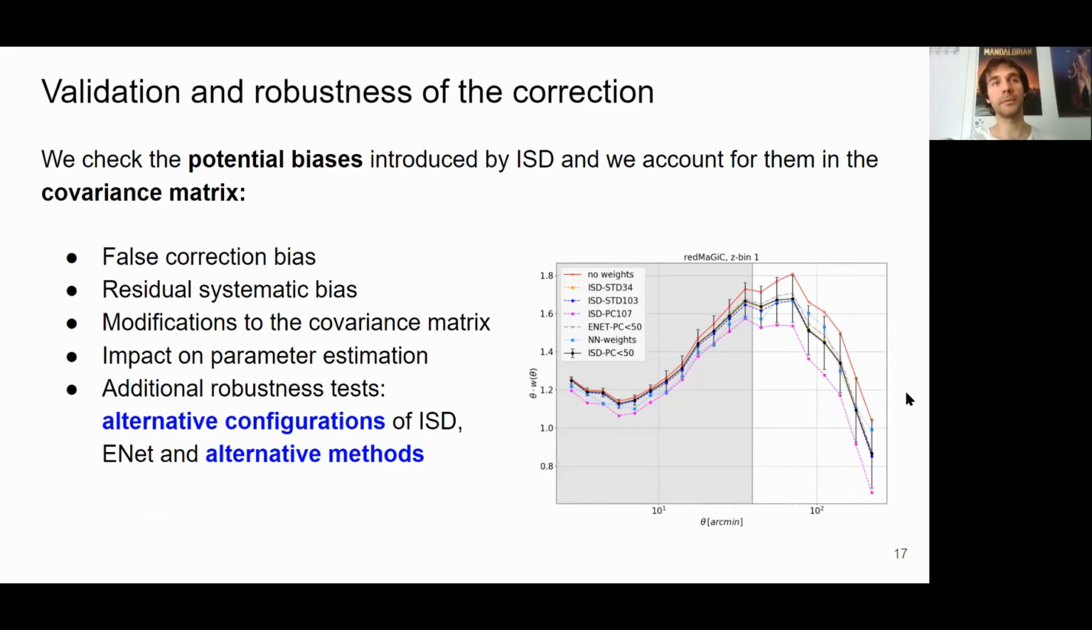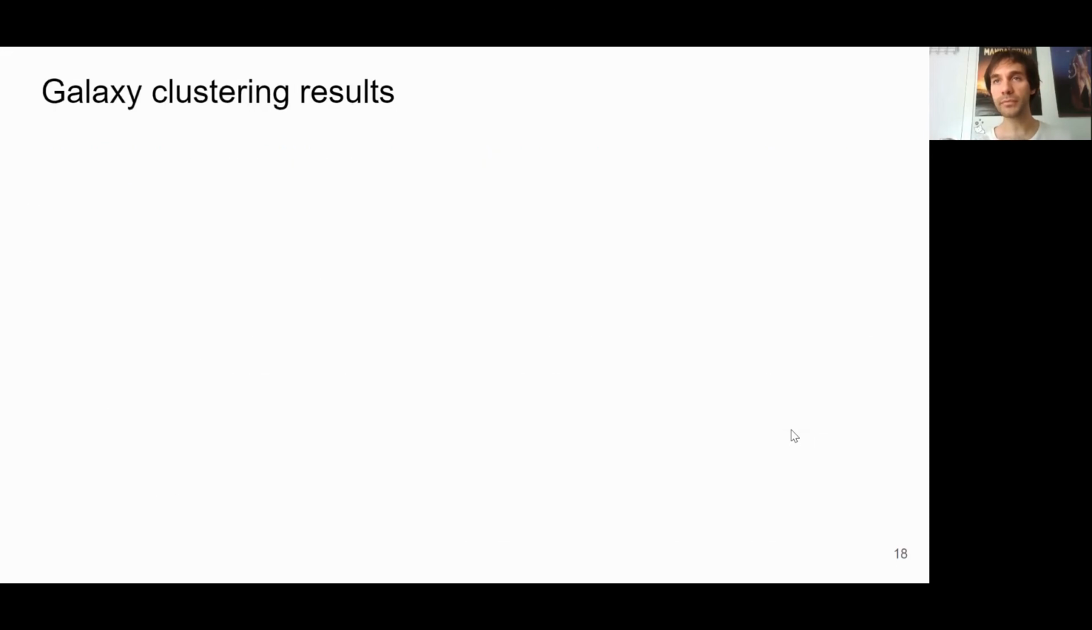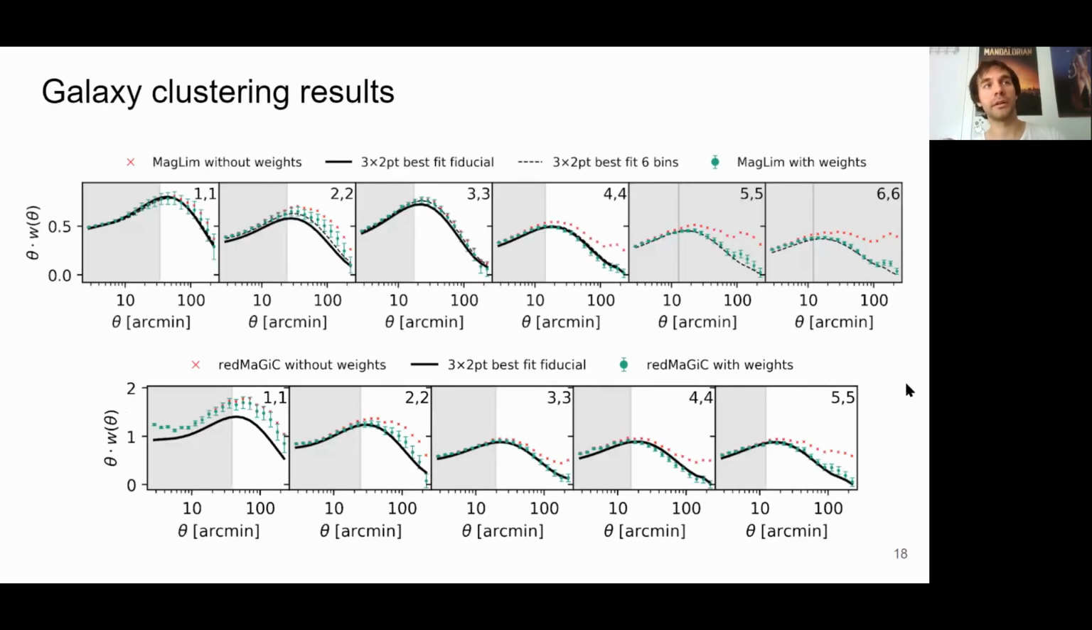Finally, as an additional level of robustness, we obtain weights with different configurations of ISD and INET, and we also introduce alternative methods such as neural net weights, and we conclude that we always recover the same clustering amplitude within the statistical uncertainty. So finally, here are the DES-Y3 results for galaxy clustering.